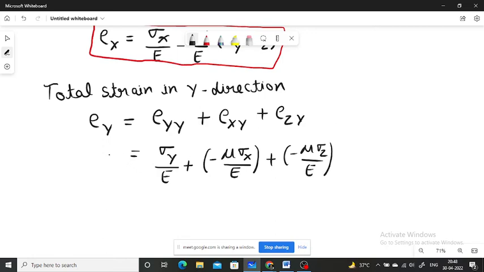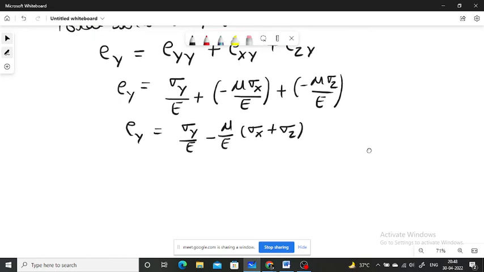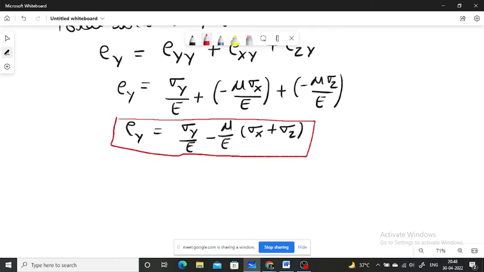Okay, so here Ey will be equal to sigma y by E minus mu by E, sigma x plus sigma z. This will be the total strain in y direction.